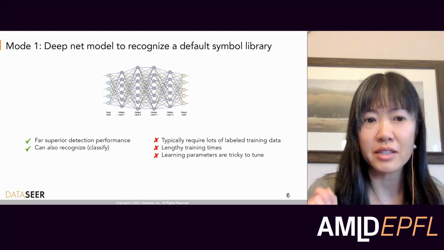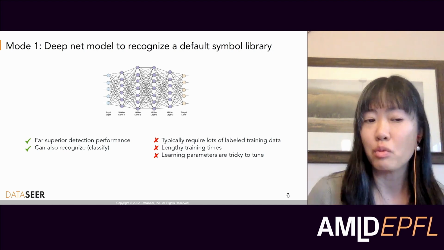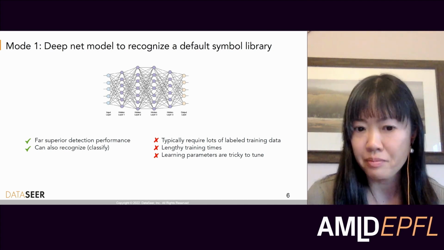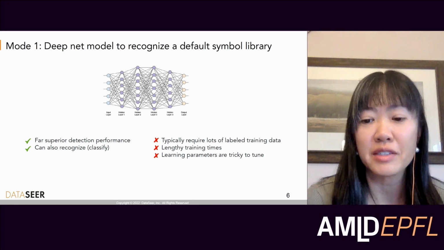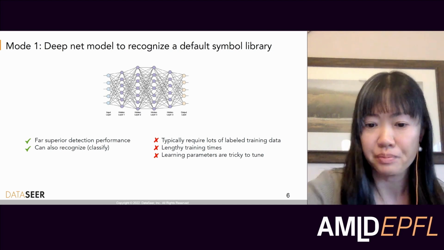Our tool has two modes of operation. The first is a Deepnet model that, when applied, automatically recognizes symbols from a default symbol library. This global pre-trained model works really well for these predefined symbols, but does require lots of training data that's intensive to collect.